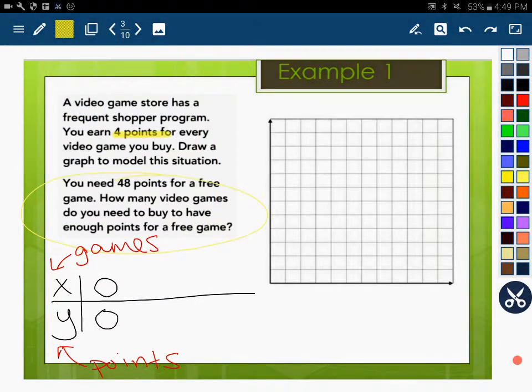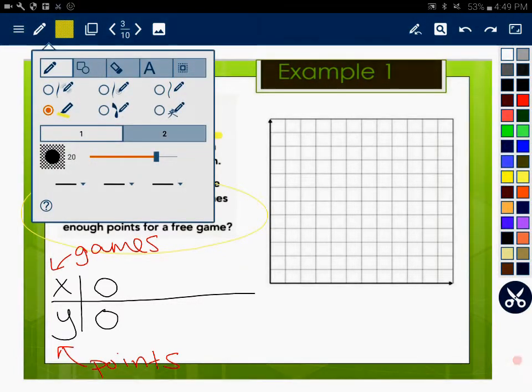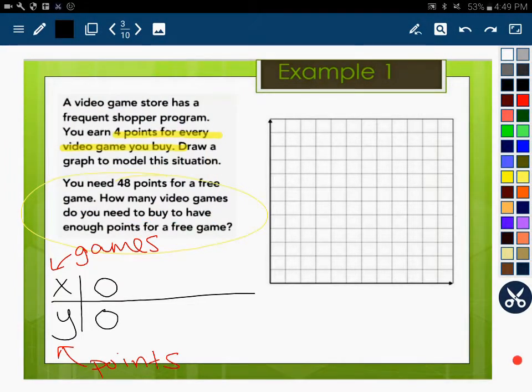is 4 points for every video game you buy. 4 points per 1 game. That's what they're saying here. So I'm going to put that into the situation. 1 game, X meaning games, would mean 4 points.